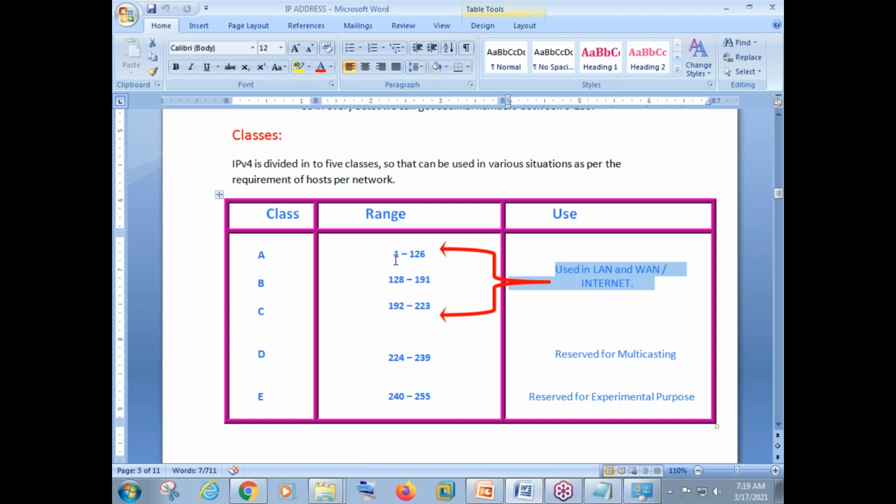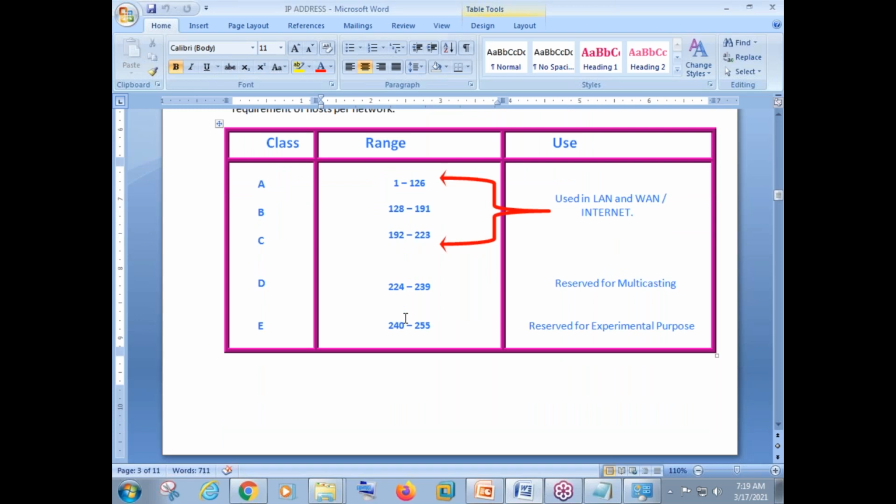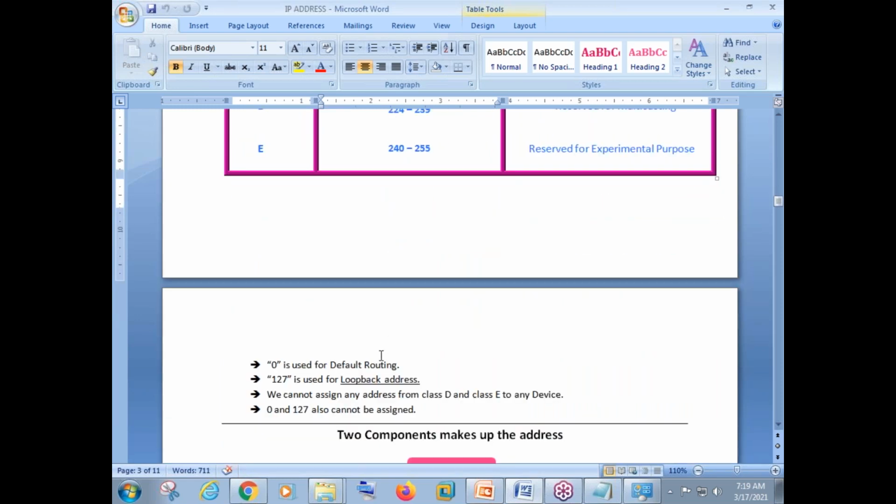Now you can see here clearly class A is 1 to 126, class B starts from 128 here. There is one number missing here, that is 127. And before 1 we know there is a 0 also. So there are two numbers missing here, 0 and 127. These are again reserved for some special purpose. 0 is reserved for something called default routing, and 127 is reserved for the loopback address. What default routing is and what a loopback address is, we will see in coming sessions. These are very, very important numbers, so don't worry about this, we will see that.